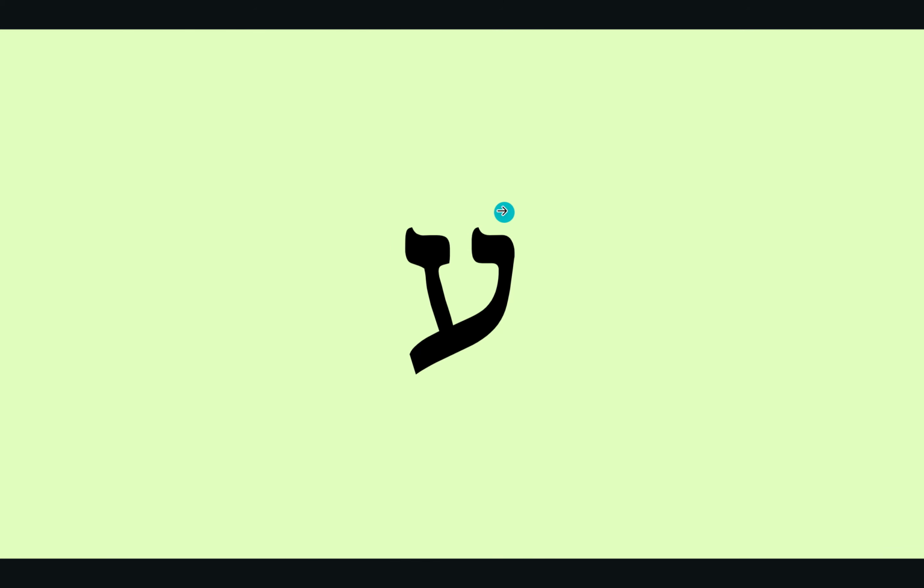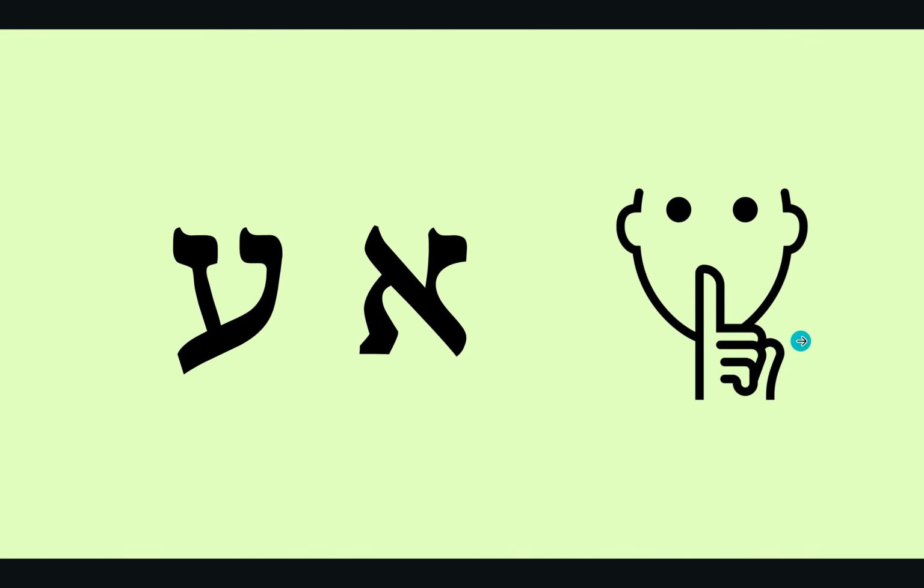New consonant, ayin. Ayin is an eye. It looks like an eye, right? This is like the corner of the eye here. Ayin. Like aleph, ayin is silent in standard and modern pronunciation.